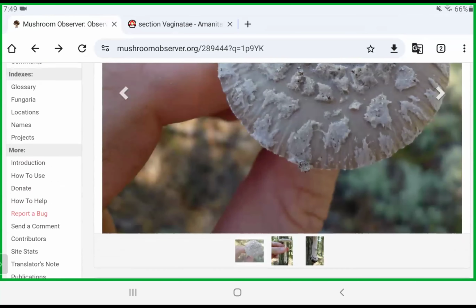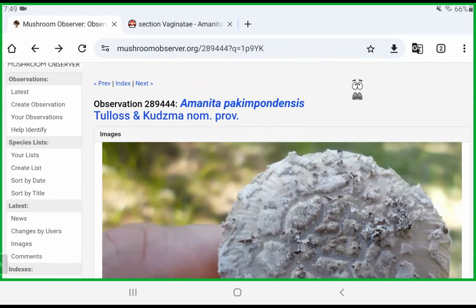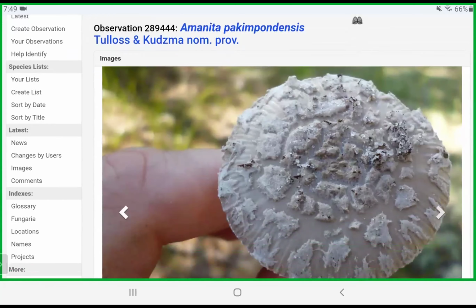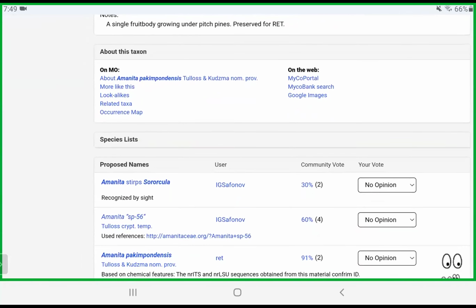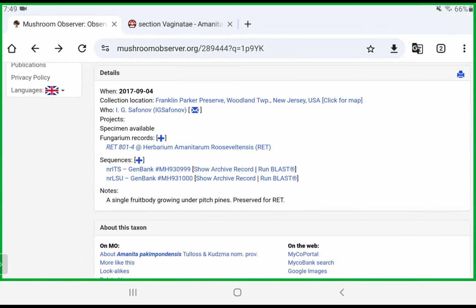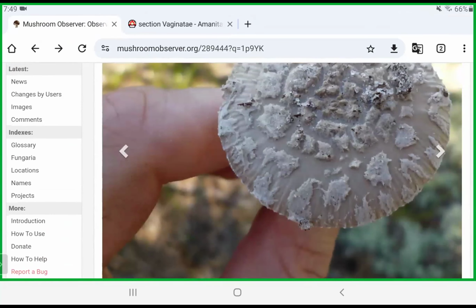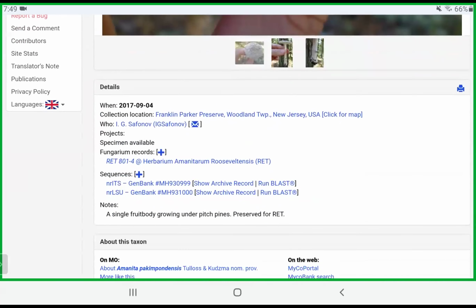I'm going to guess that this Pakimpondensis has amyloid spores, because it looks like something that belongs in Stirps Sorocula or series Ceciliae, and those series as far as I know all have amyloid spores. So there's another pine barrens species, and you see the GenBank sequences for this thing.